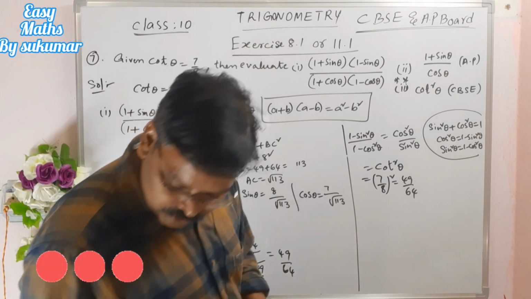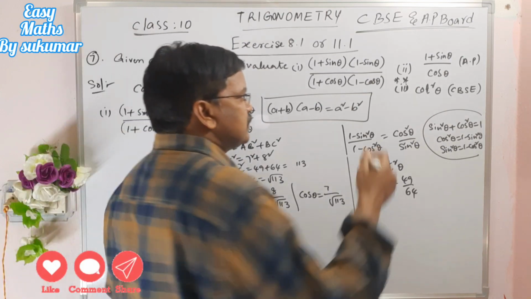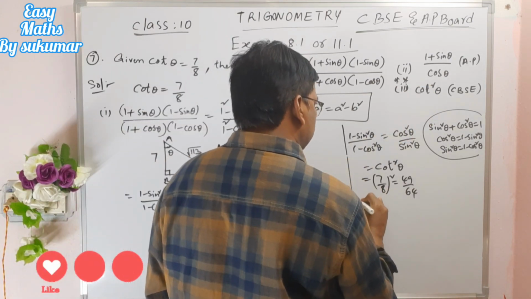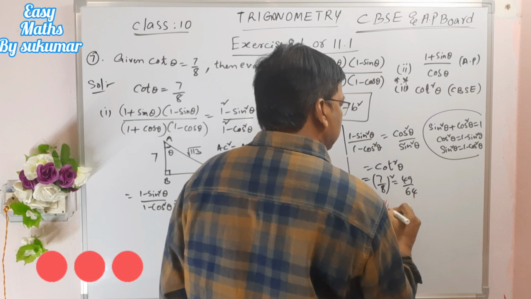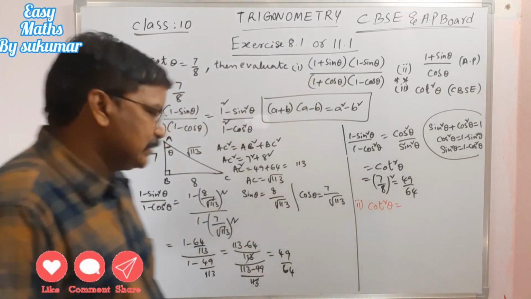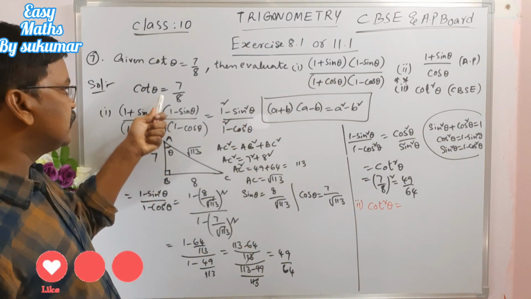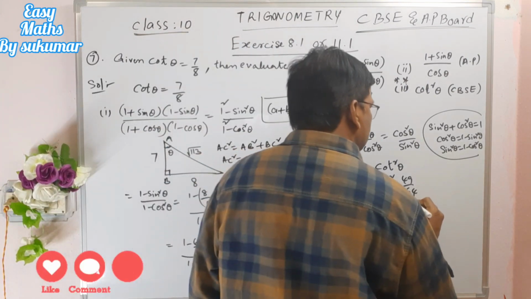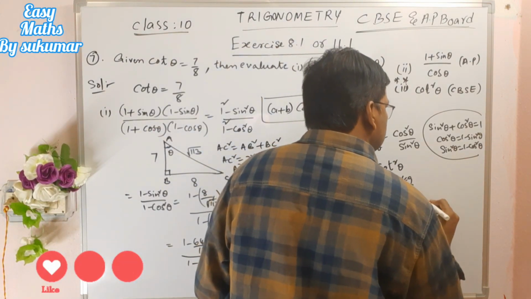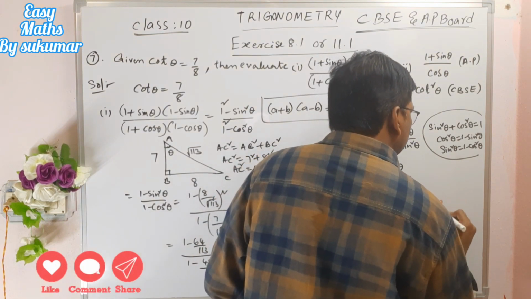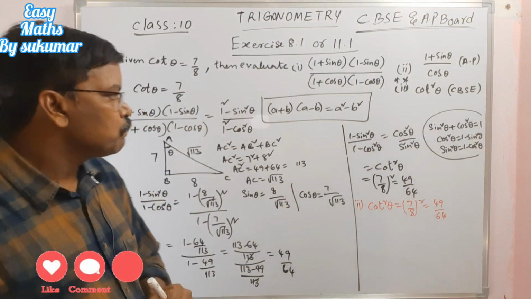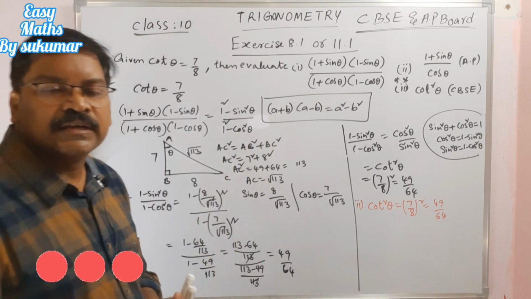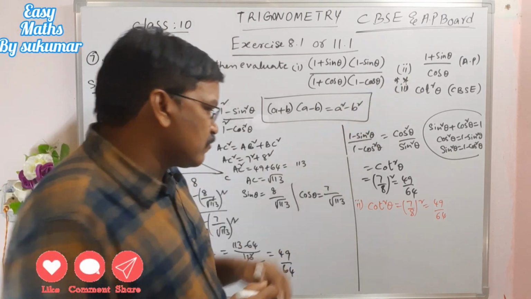Okay, my dear students. Now actually the second bit in the CBSE is given here, cot square theta. So what is cot square theta? Cot theta is 7 by 8. Cot square theta means what? 7 by 8 whole square, that is 49 by 64. Finished.